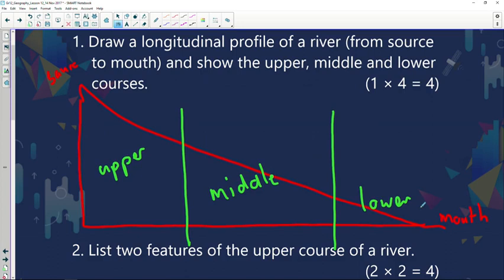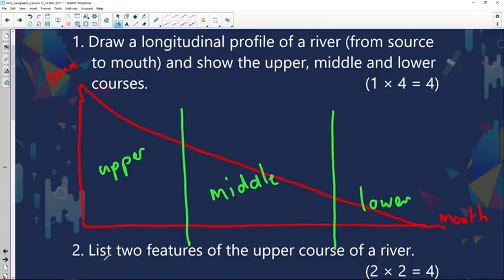Now, what do we know about each of these courses, the characteristics of them? The upper course is where the source of the river is. So the volume of water is not as great as in the middle course, because what happens in the middle course? Other rivers start to join this main river, so the volume of water is going to be increasing.